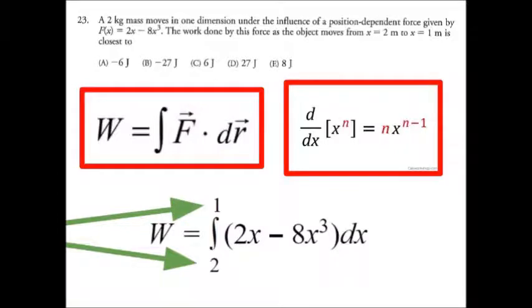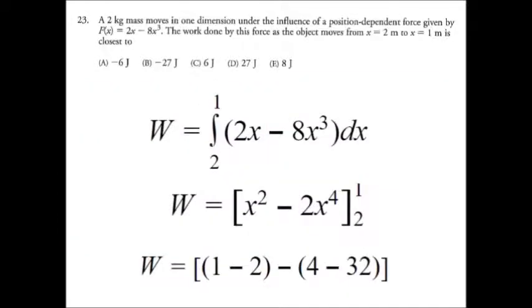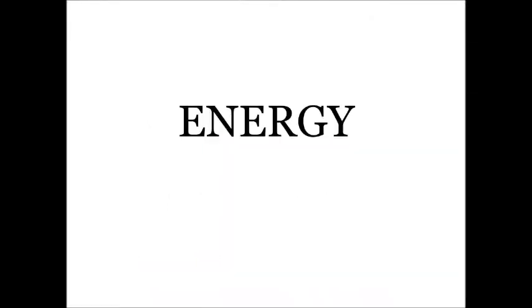And we are integrating here. The integral of 2x gives you x squared. The integral of 8x cubed is 2x to the 4th. Yeah, that works out, and then you can plug in 1, you can plug in 2, you can do the work, and you'll get 27 joules. Most people answered with B, negative 27 joules, because I think a lot of people did from 1 to 2 instead of from 2 to 1, because they're crafty.